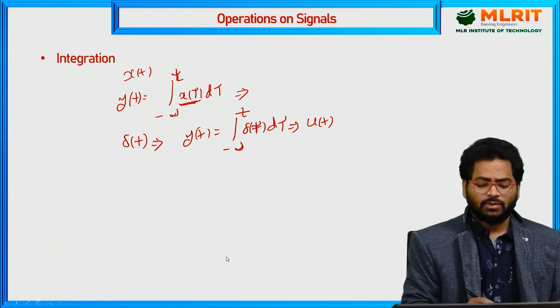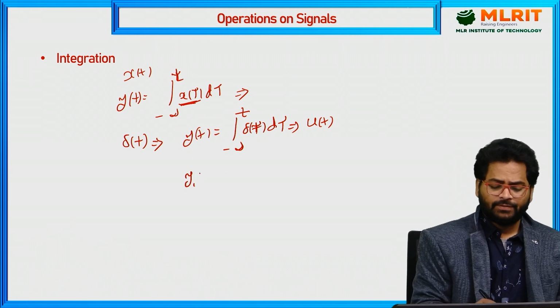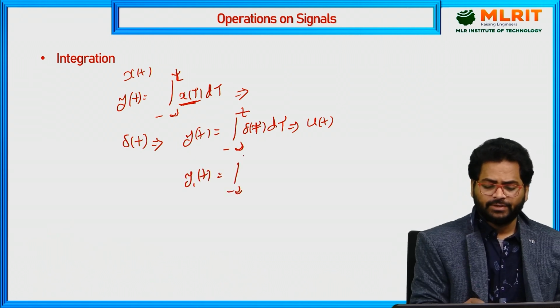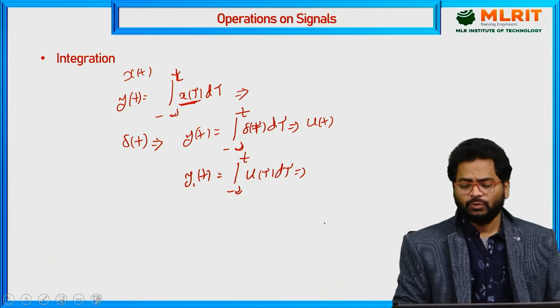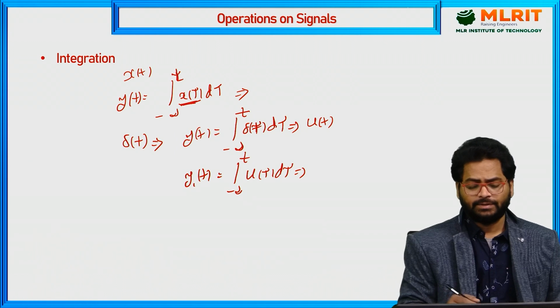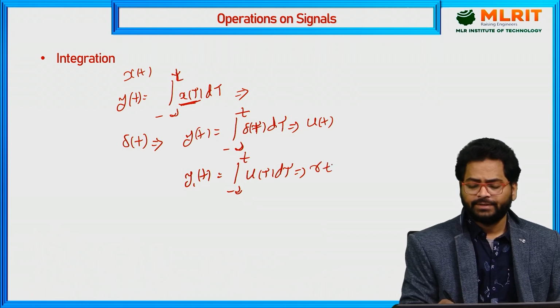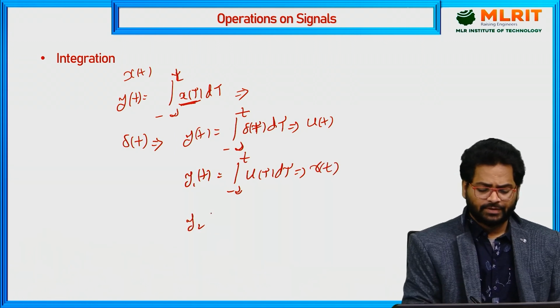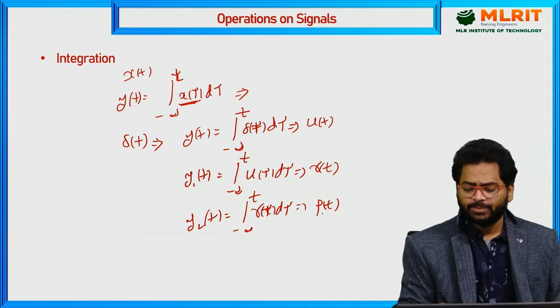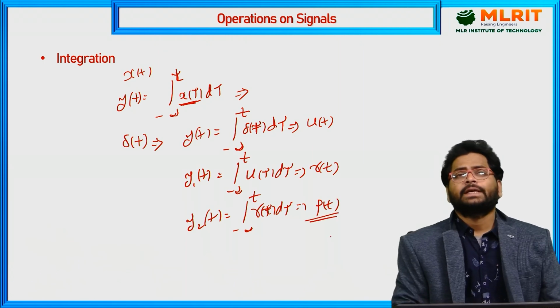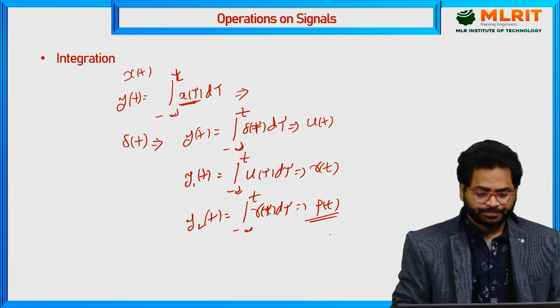Now if you do the same, y1 of t equals the integral from minus infinity to t of u of tau d tau. If you do integration on u of t, you will get r of t. If I take y2 of t equals the integral from minus infinity to t of r of tau d tau, it gives the parabola signal, p of t. So this is about the integration of the signal.